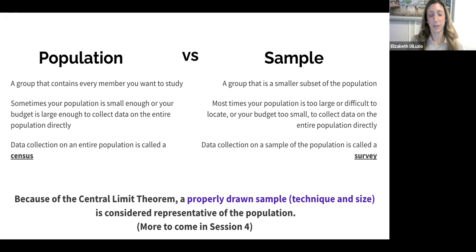And then I'll throw this in there and we're going to come back to it in session 4, so don't panic. It's because of the central limit theorem that a properly drawn sample is considered representative of the population. So this is a statistical concept. It's this really cool finding that statisticians made that enables us to draw a sample. If we do it properly, we can analyze the sample and make sound conclusions about the population. So again, we'll come back to this in session 4.